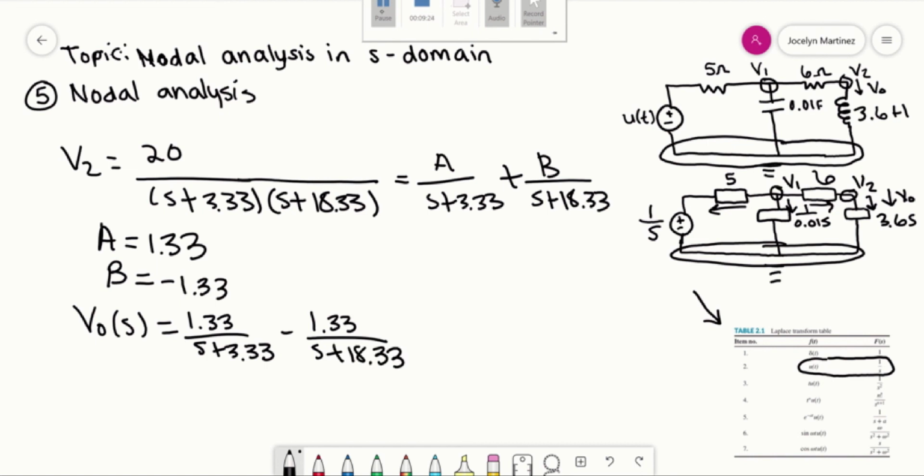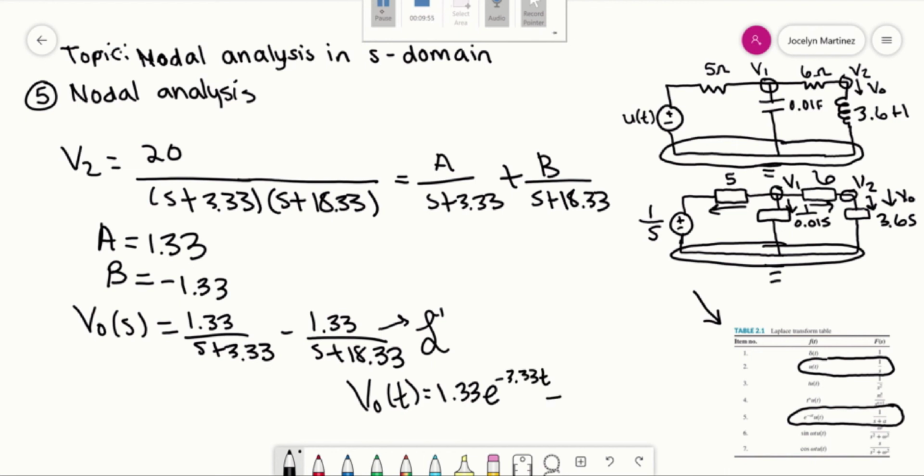And then taking a look here, we see that this is going to match this Laplace, right? So 1 over s plus a is equal to e to the negative at times u of t. So taking the inverse Laplace of this, we will obtain that v0 in the t domain is equal to 1.33e to the negative 3.33t minus 1.33e to the negative 18.33t, multiplied by u of t.